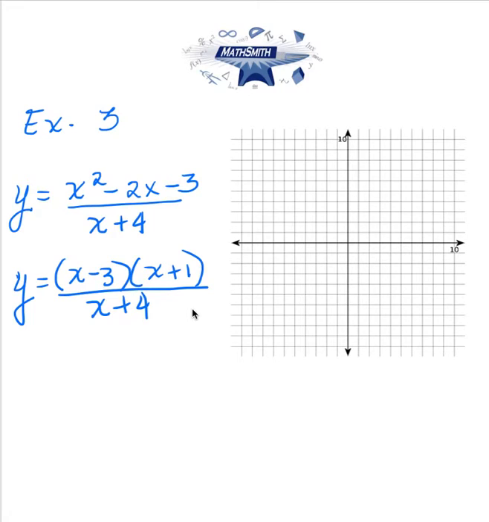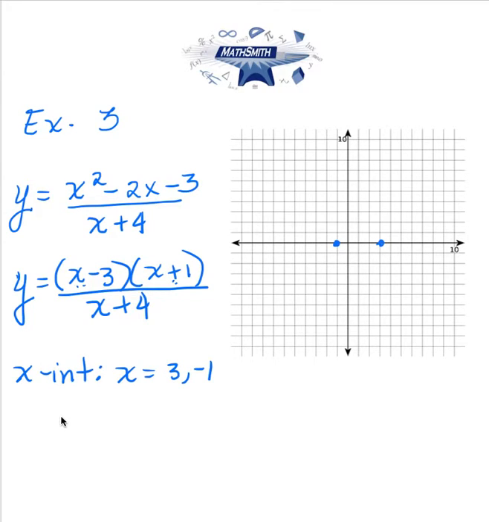Okay, so let's go back to our green box. It says the x-intercepts of the graph are the real zeros of the numerator. So what are the real zeros up here of the numerator? Well, the x-intercepts are going to be where x minus 3 and x plus 1 equal 0. So the x-intercepts are going to be at x equals +3 and -1. So I've got a +3 and a -1. Those are my x-intercepts.